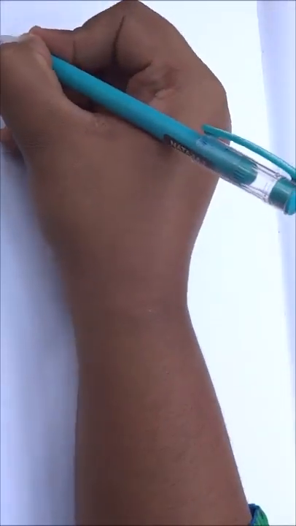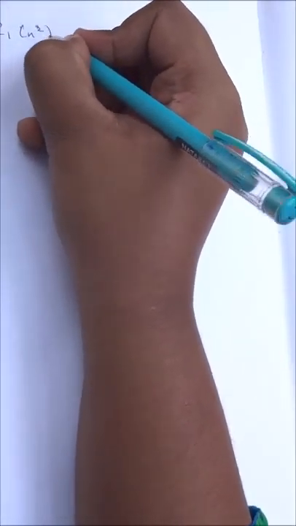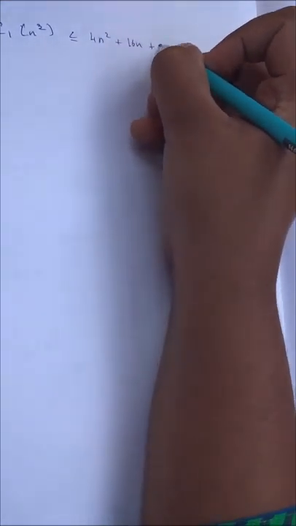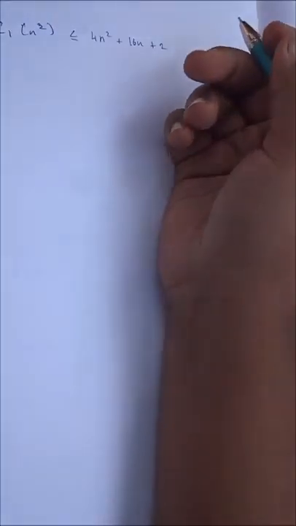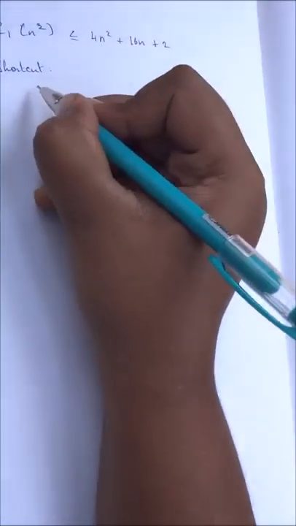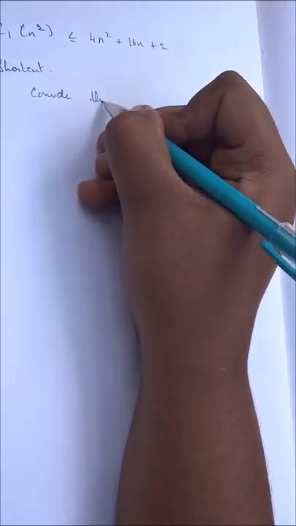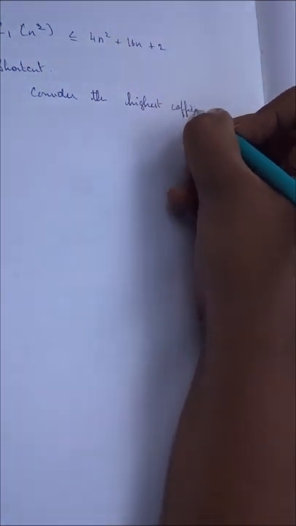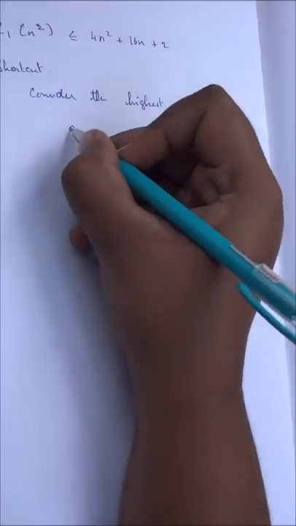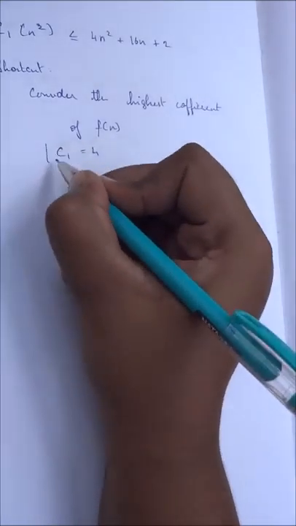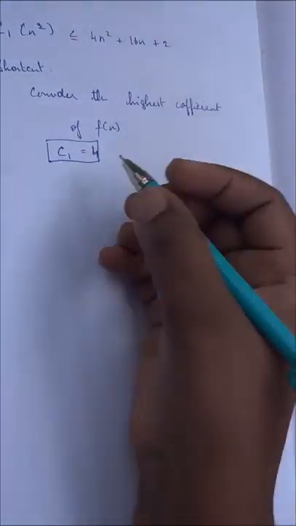Now consider the other side, the left hand side. We get C1 into n square less than or equal to 4n square plus 16n plus 2. Normally, when you consider the equation, you're supposed to find C1, but there's a shortcut to do this. The shortcut would be: consider the highest coefficient of f of n. Now that will become 4. So we're going to assume C1 equal to 4.